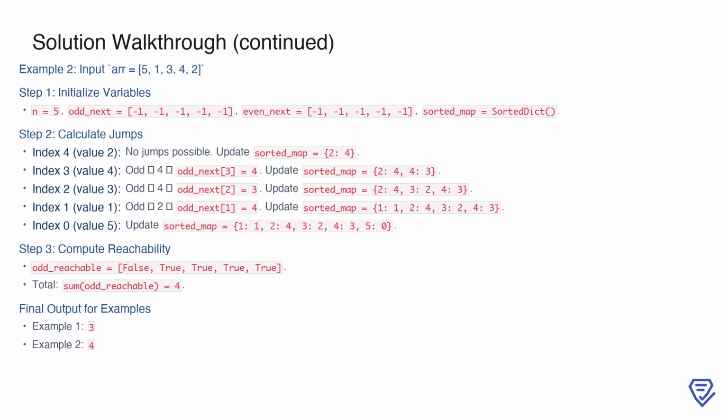Finally, for reachability, the odd_reachable array is false, true, true, true, true, meaning indices 1, 2, 3, and 4 are reachable via odd jumps. The total number of reachable indices is 4. For the two examples, the final outputs are 3 and 4, respectively.